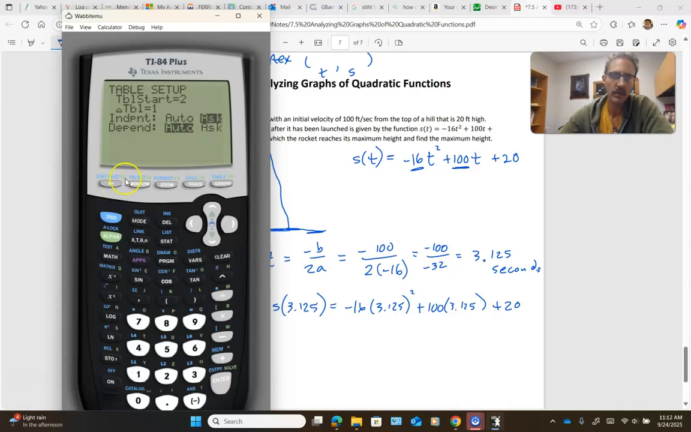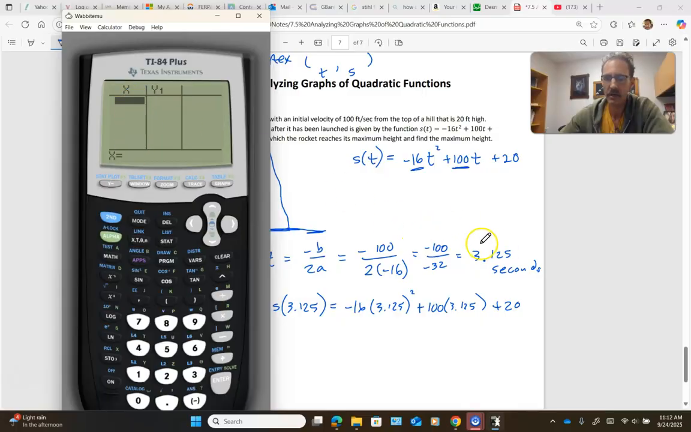What that will do when you go back to the table is you'll be able to input your own x values, and those corresponding y values will be generated automatically. Okay, so now if I go back to the table, it's just waiting for me to input my x values. So I'm going to input 3.125, and I'll hit enter, and that's what I get. This is the rocket's height after that amount of time.